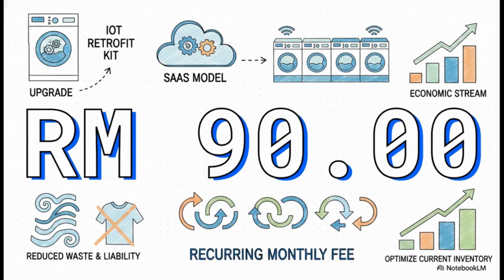Our second economic stream pivots nicely to a software as a service, or SaaS, model targeting the B2B commercial sector, specifically through commercial retrofit kits. This generates a solid 90.00 Malaysian ringgit monthly subscription fee. Here, we're targeting those laundromat businesses we identified just a minute ago, upgrading their existing legacy machines via IoT retrofits. So, rather than forcing them into the massive capital expense of buying entirely new fleets of washing machines, they just pay a recurring monthly SaaS fee to optimize their current inventory. It's a win-win. They vastly reduce their water waste and dramatically cut down their liability for damaged clothes.